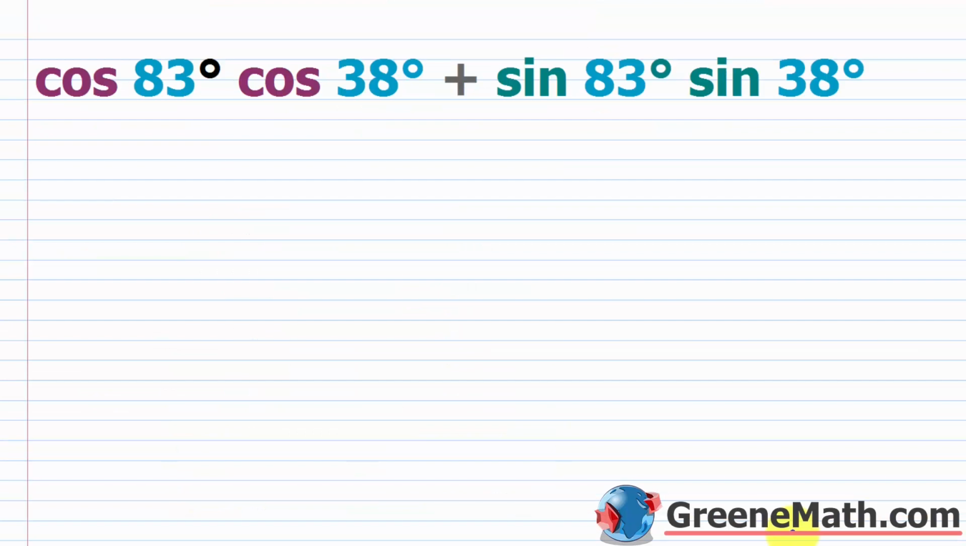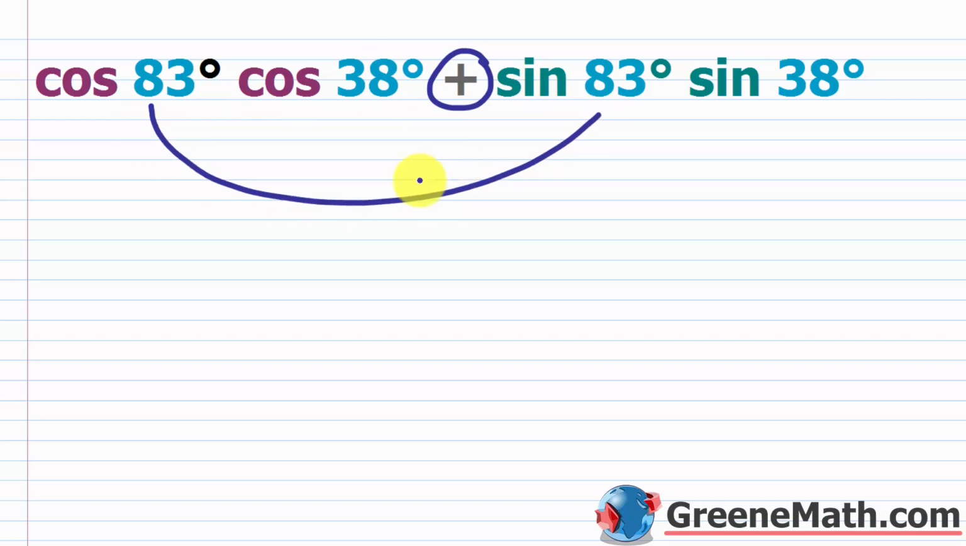Okay, let's take a look at one more of these. So you might see the problem that we just worked on, those two problems, rearranged. So now you see the cosine of 83 degrees times the cosine of 38 degrees plus, this is the key here, the sine of 83 degrees times the sine of 38 degrees. So you see that you have the cosine of some angle times the cosine of some other angle, okay? And then you have the sine of that first angle, so the angles here match, and then the sine of that other angle. Okay, so the angles there match, and you have a plus between them.